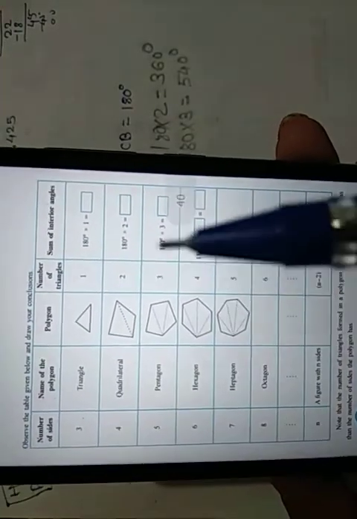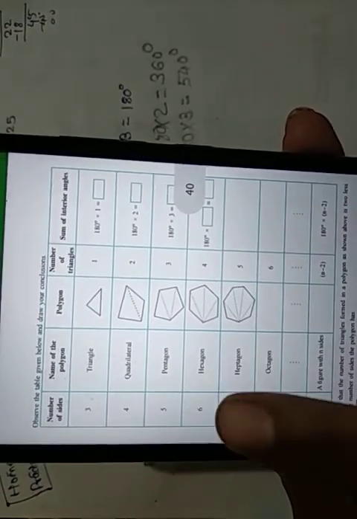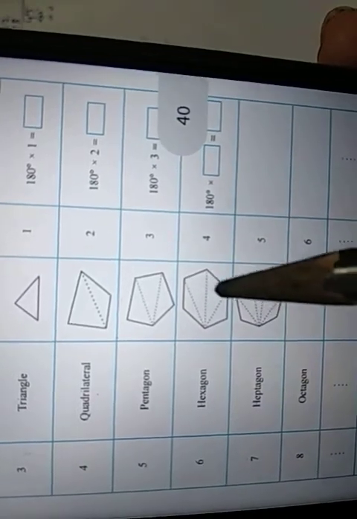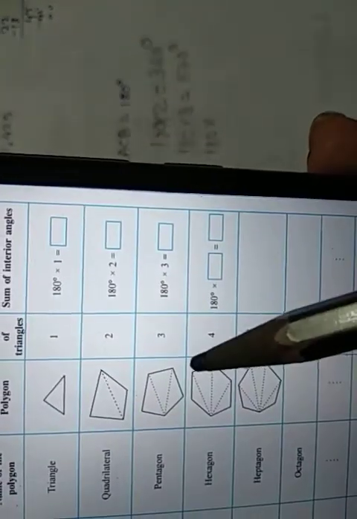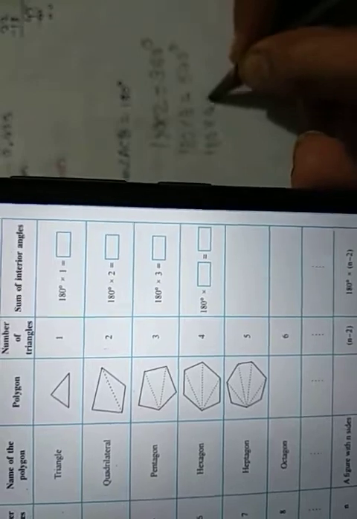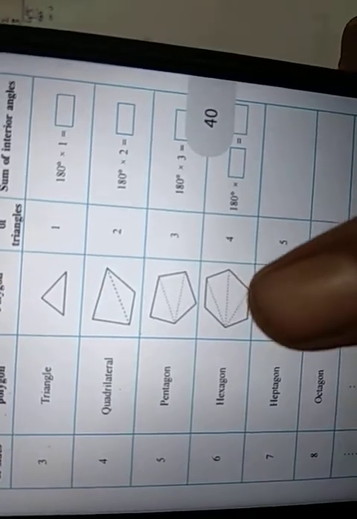The next is the hexagon. A hexagon has 6 sides and 6 interior angles. How many triangles are formed in the hexagon? Look at the figure: 1, 2, 3 and 4. 4 triangles are made here. So what is the sum of the interior angles? 180 multiplied by the number of triangles, 4, that is 720. So the sum of the angles of a hexagon is 720 degrees.